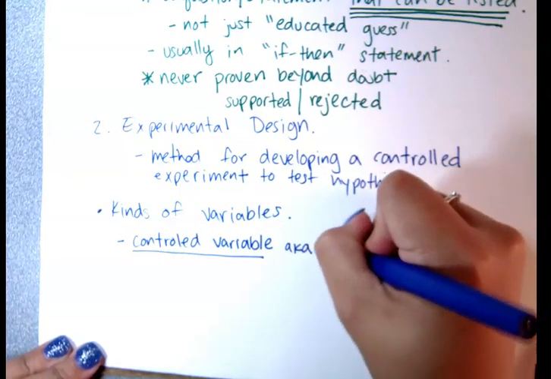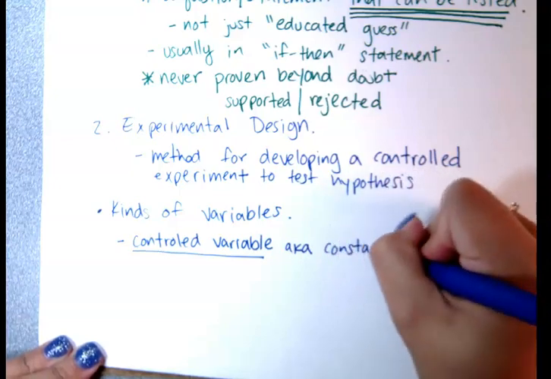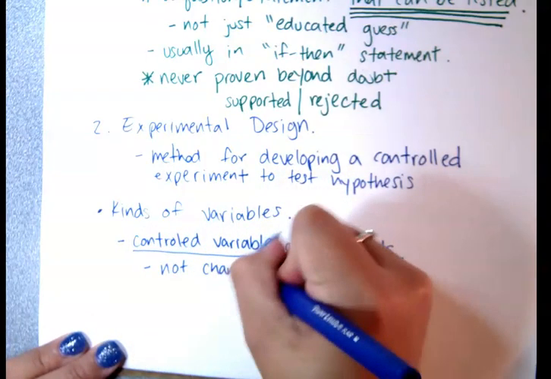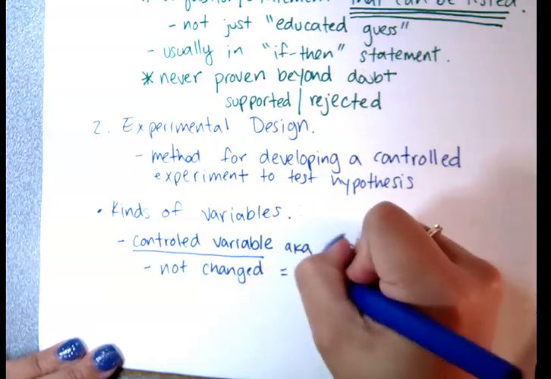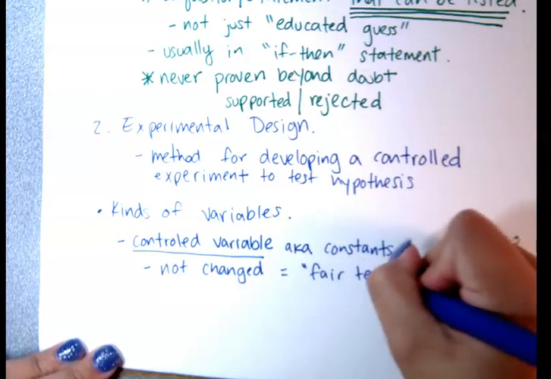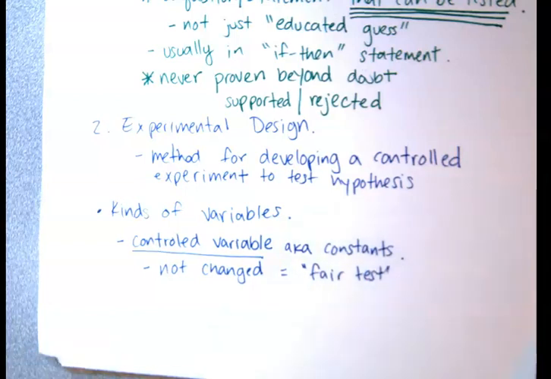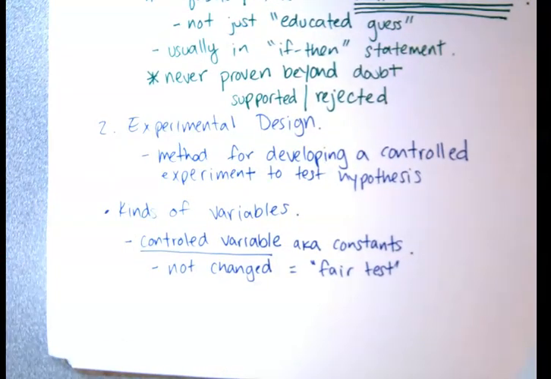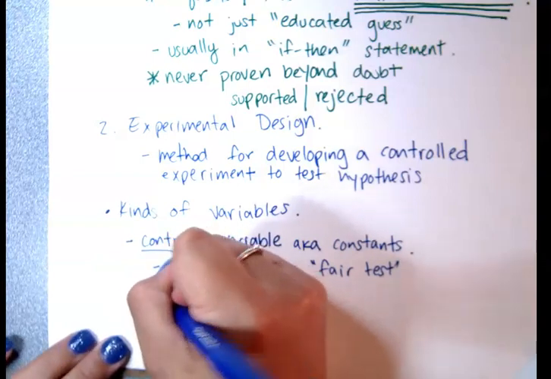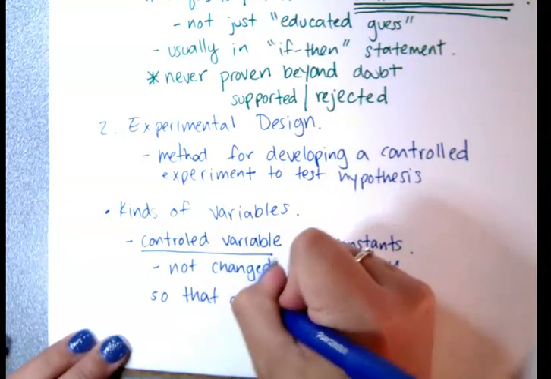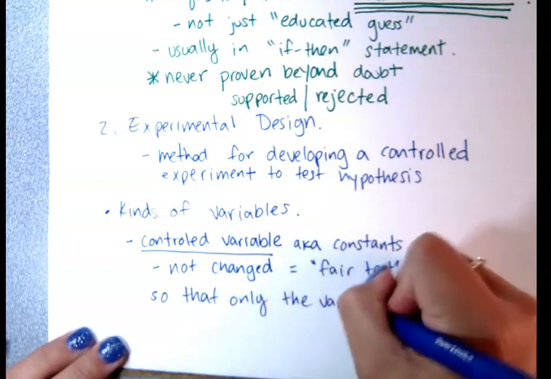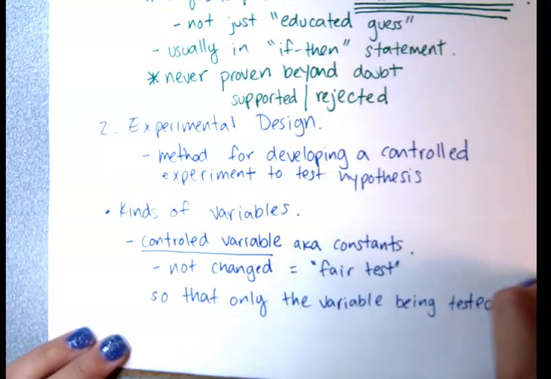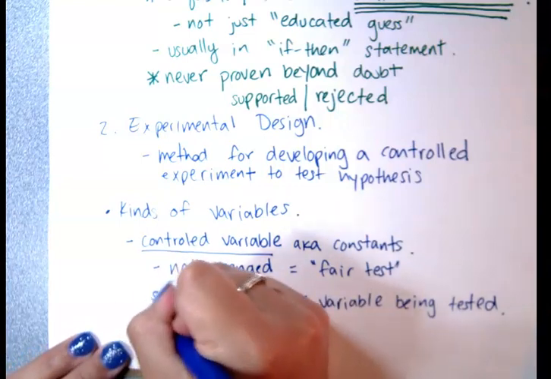You may know this more as a constant or the constants. These are the things that are not changed so that you have something known as a fair test. You want to make sure that you only change one thing so that you can really trust the results of your experiment. Okay, so this is so that only the variable being tested is the only thing that changes.